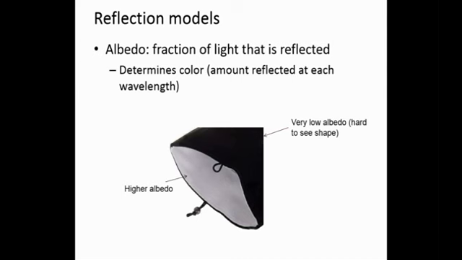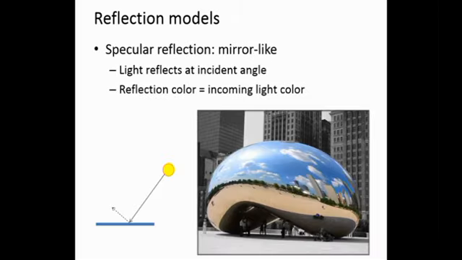Sorry, I have to repeat the question. So the question was, if two materials have the same albedo, would they have the same color? And the answer is, yes, if they're Lambertian. If they're specular, then they'll be reflecting other things around them. So specular means that the light bounces off of it like a mirror. So what you see depends on your viewing angle. And the reflection color is the same as the incoming light color.